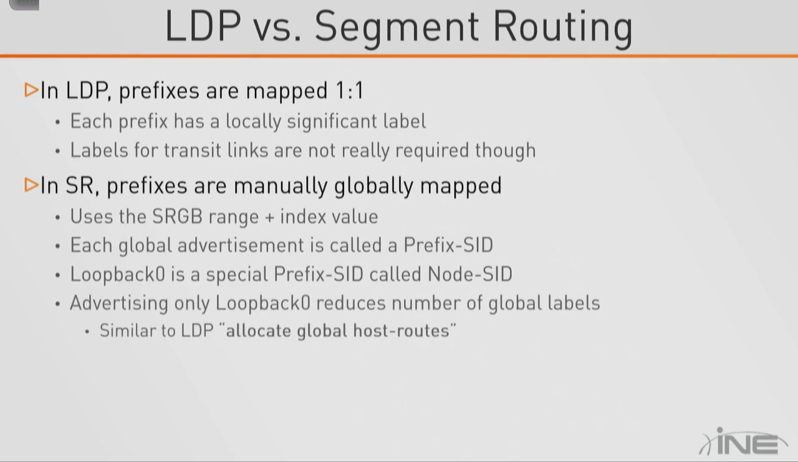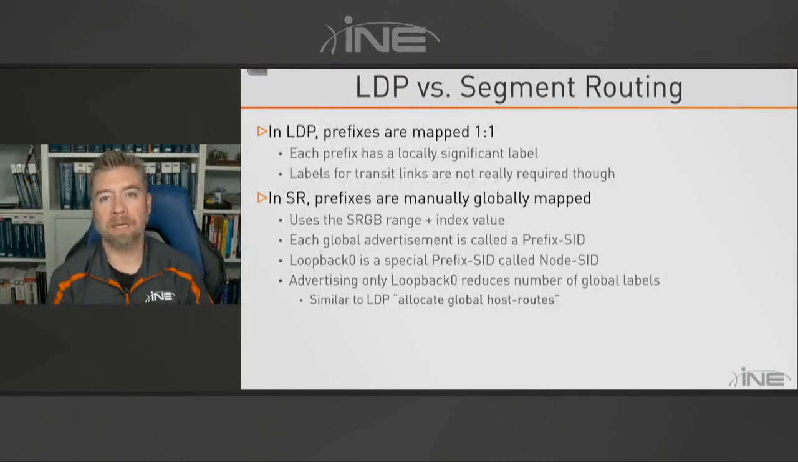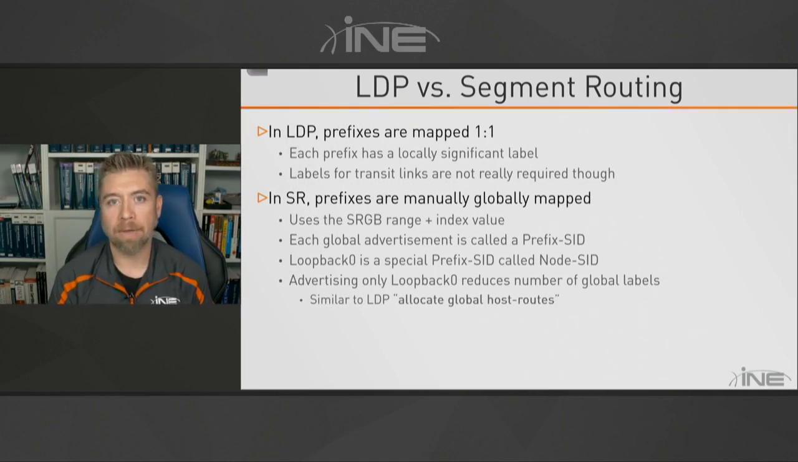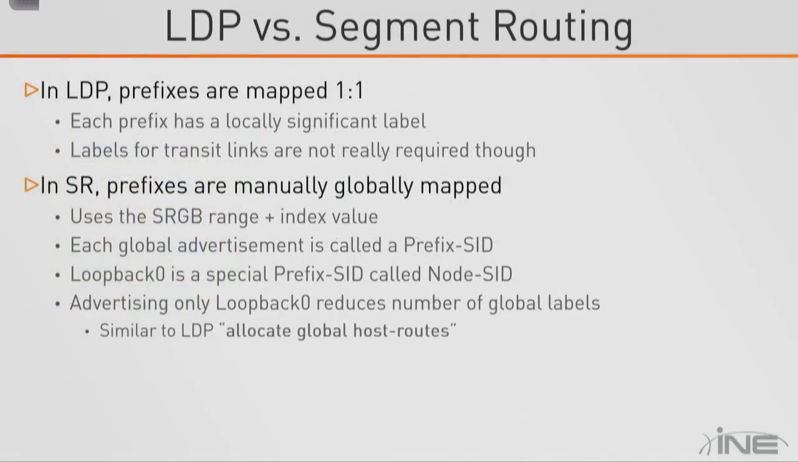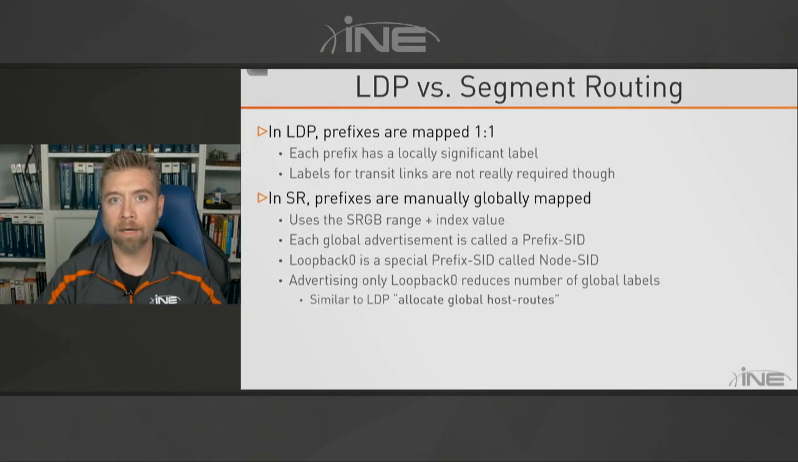Now in segment routing, we have a simple fix for this, simply because we have to manually map the prefixes. Now you could, in theory, manually map every prefix that you have on every interface, but at a minimum, the only thing that you really need is the loopback. The loopback, specifically when you advertise it as a prefix segment ID, or what we call the prefix SID, is called the node SID. Meaning that if I want to get to node router 1, I'm going to use segment ID 16001. If I want to get to node router 2, I'm going to use segment ID 16002.